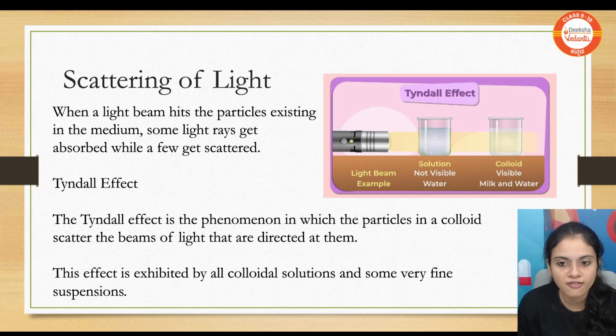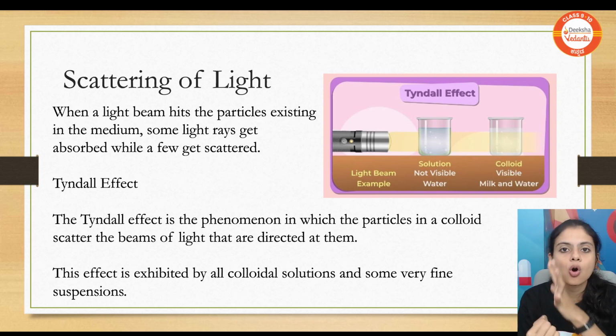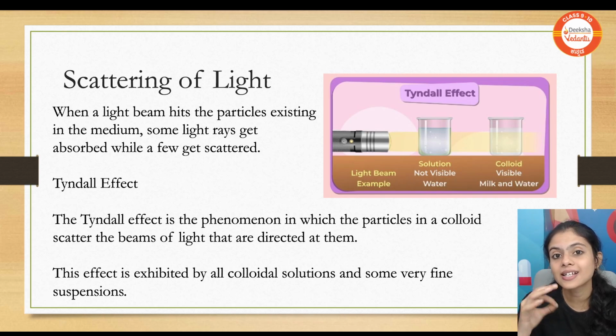Next is scattering of light. The light scatters when it collides with a particle. This process is nothing but scattering of light. In this we come across the Tyndall effect. The Tyndall effect is the phenomenon in which particles in a colloid scatter the beam of light. Very simple. There's a particle, there's a light ray coming, it will strike and get scattered all over. So that is simply scattering of light. You can see it with the diagrammatic representation also. When there are particles, when there is a colloidal solution, only then can we see the passage of light. Clear?